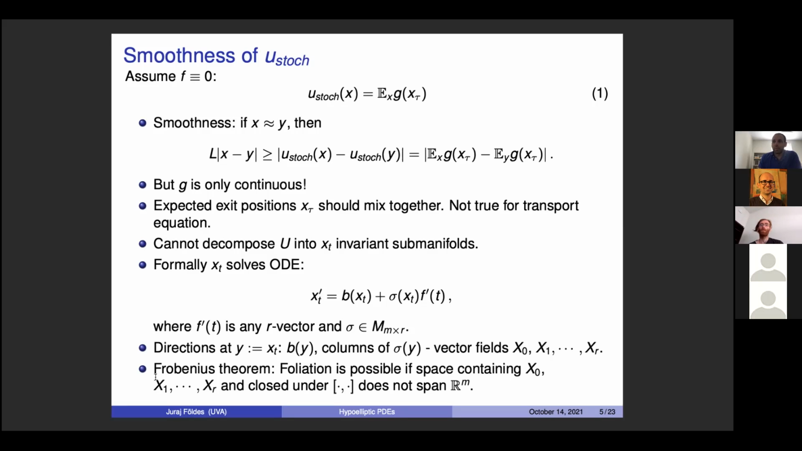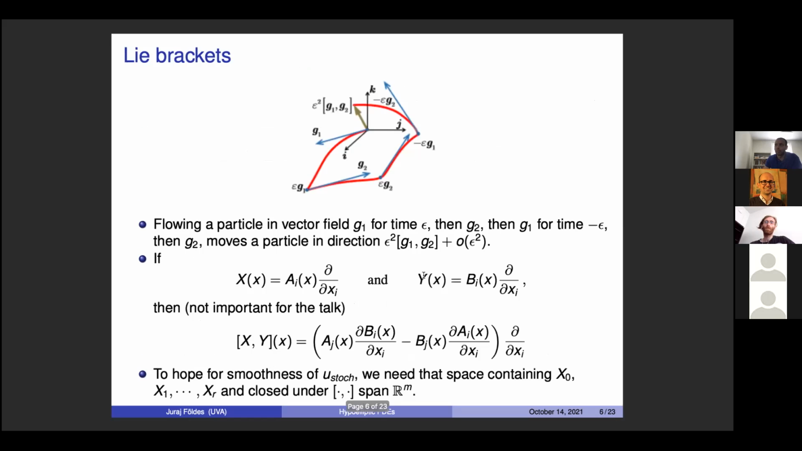And there's a very famous theorem from differential geometry by Frobenius that tells you that foliation, which really means splitting into these invariant submanifolds, is possible if I take the space that's spanned by these X0, X1, which means the drift and the columns of sigma, and I close it under this very weird operation, the Lie bracket. And if this span does not cover the whole R^n, then we can decompose, at least locally, into these invariant submanifolds. So that really means that's our enemy. We don't want to do that.